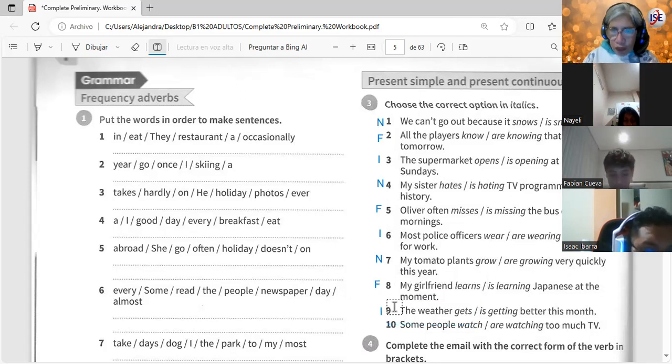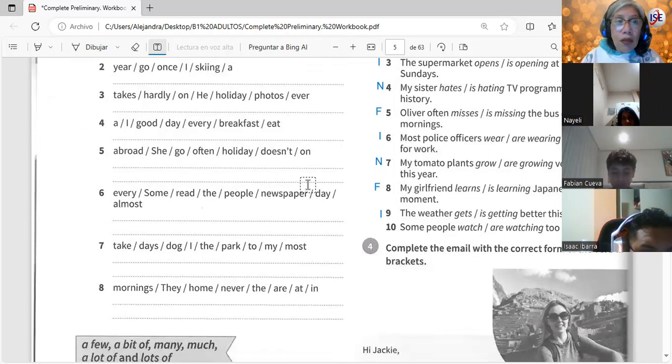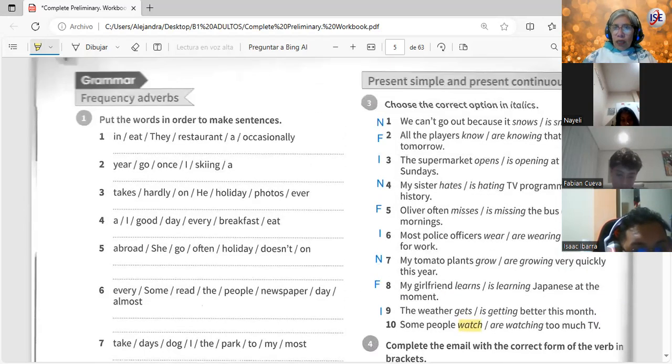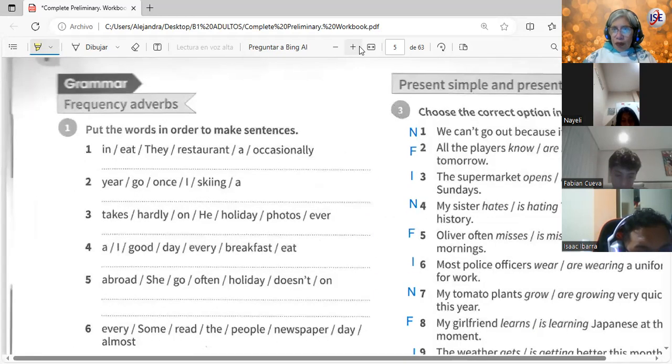Select the correct word. For example, some people watch too much TV. Why? Because that's a habit they have. That's part of their routine to watch television. Okay? So some people watch too much TV. You're going to do the same with each one of the sentences. I'm going to put it larger so you can see it perfectly.